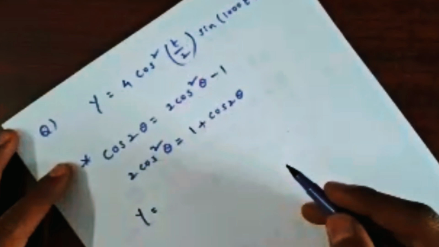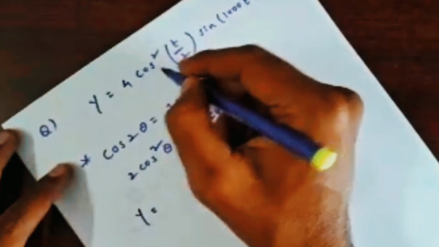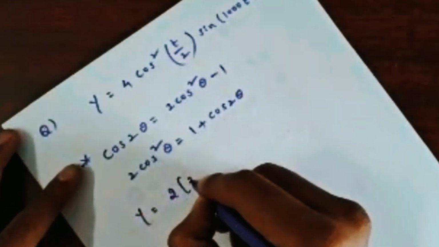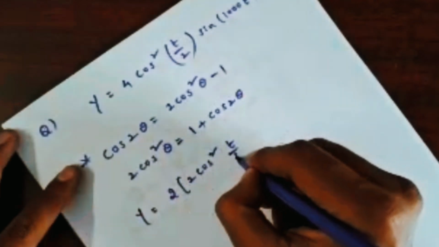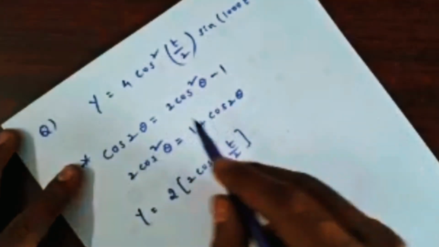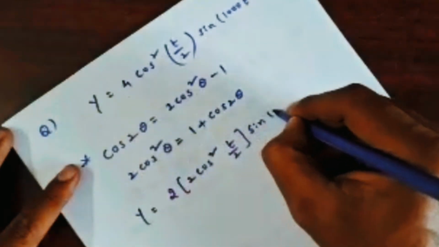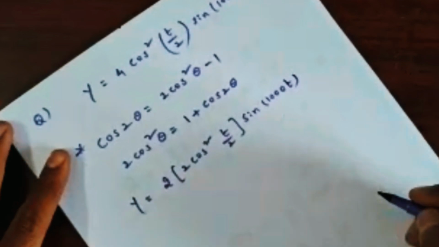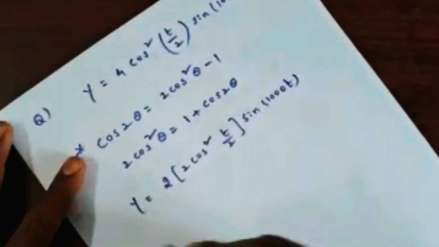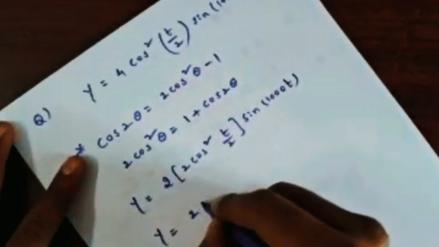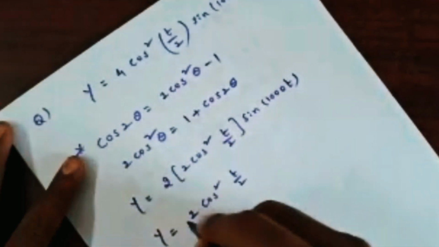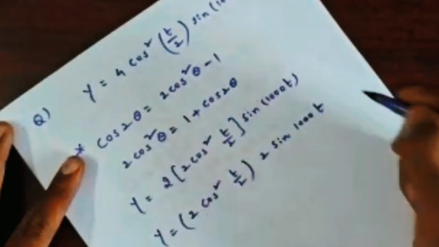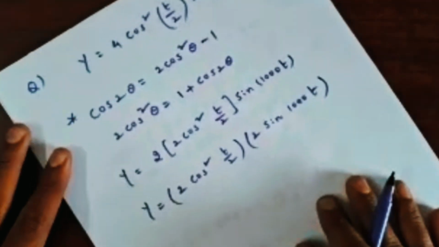So now at first I am splitting this term. I am splitting this 4 into 2 cos square t by 2 times 2 sine of 1000 t. Okay, and I am taking it like this: y is equal to 2 cos square t by 2 into 2 sine 1000 t.